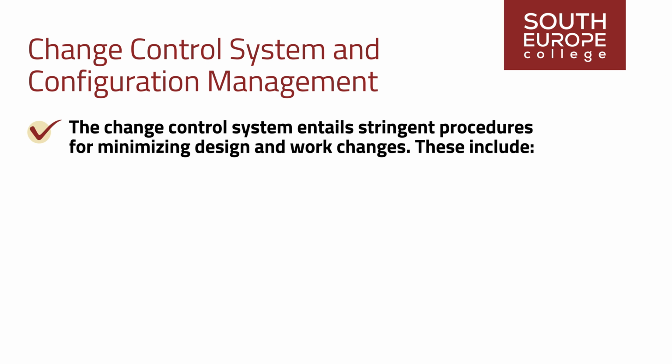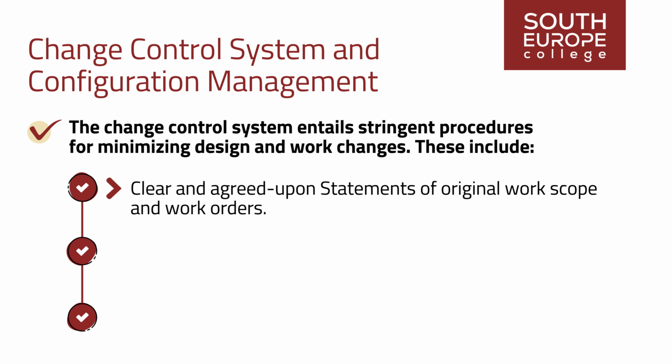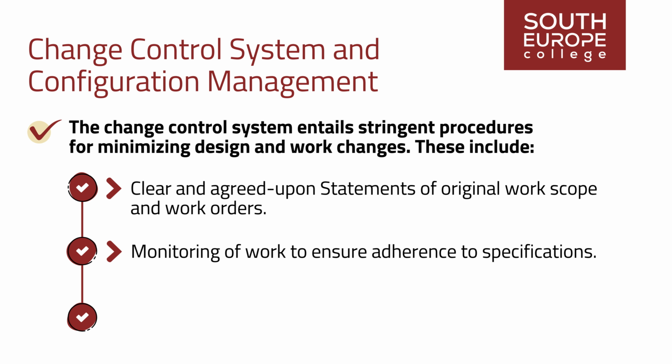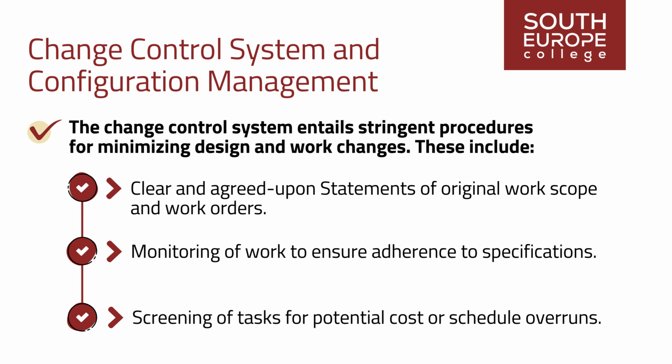The change control system entails stringent procedures for minimizing design and work changes. These include clear and agreed-upon statements of original work scope and work orders, including specific schedules, budgets, and statements of work. Ongoing monitoring of work to ensure adherence to specifications. Vigilant screening of tasks for potential cost or schedule overruns indicative of a change in work scope, with prompt corrective action.